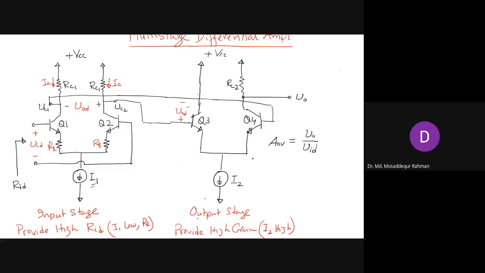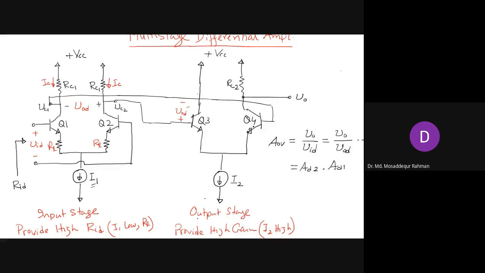So now this V0 by VID, this overall gain, we can express as the product of two gains. One is V0 by VOD, and then VOD by VID. The first part here is actually the gain of the output stage, so we can write it as the differential gain for the second stage, AD2, times the differential gain for the first stage, AD1.